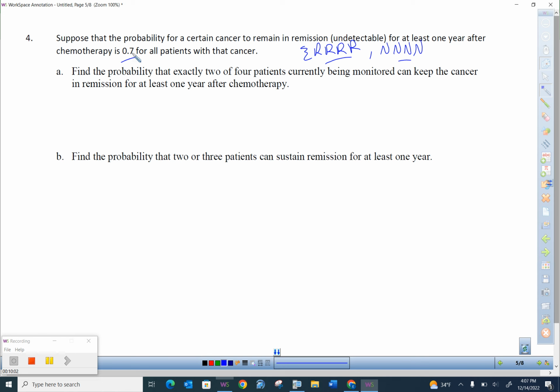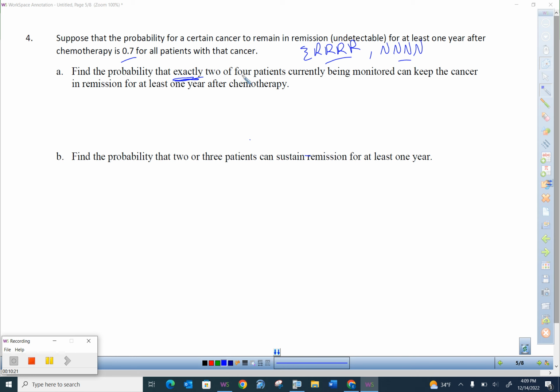A lot of times a key word is this word exactly, but it's binomial because we have 2 outcomes. They stay in remission or they don't stay in remission. And we're assuming if they're different patients, those being in remission or not are independent from each other. And there's a set number of trials because we've got exactly 4 patients that we're working with here.